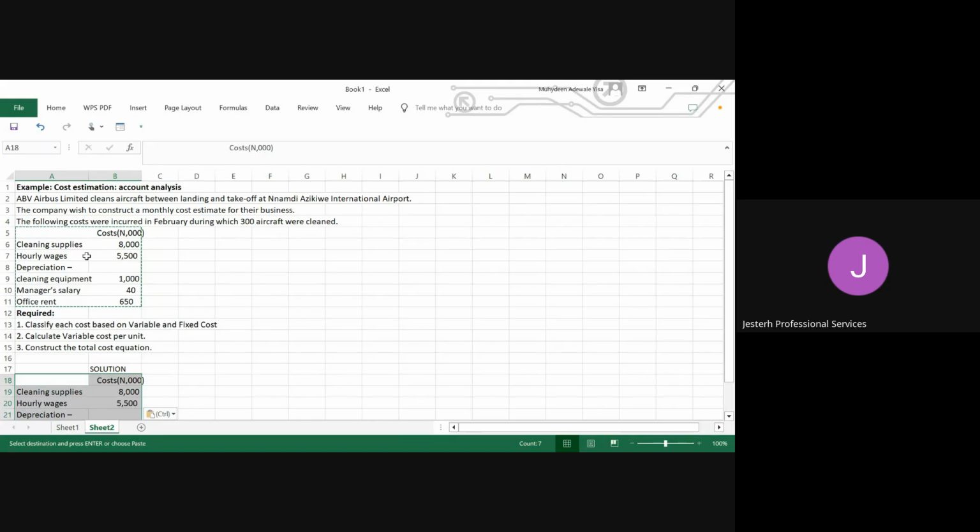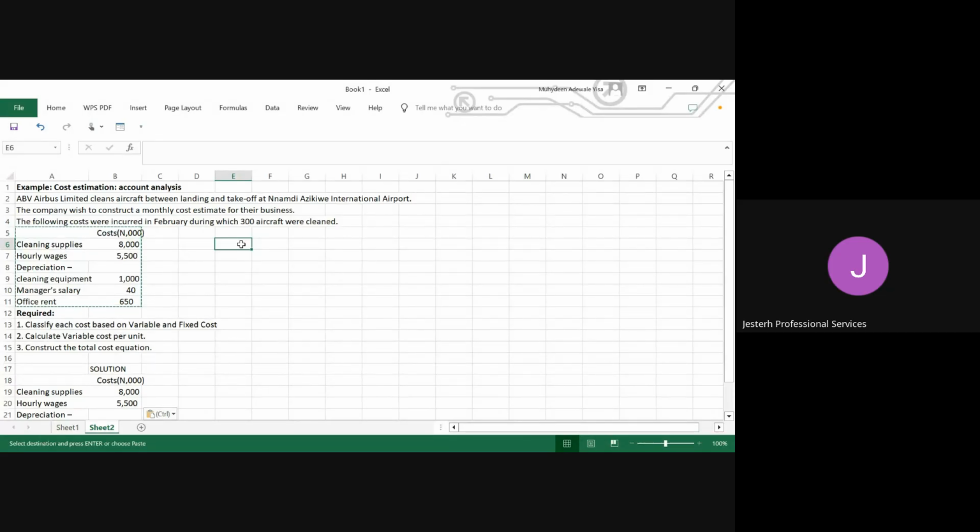Pay attention. You may be thinking, where is our level of activities here? They are only giving us costs now, and we cannot determine our total variable cost without knowing our level of activities. But something is hiding here. They say the following costs were incurred in February, during which 300 aircraft were cleaned. That 300 is our level of activities.